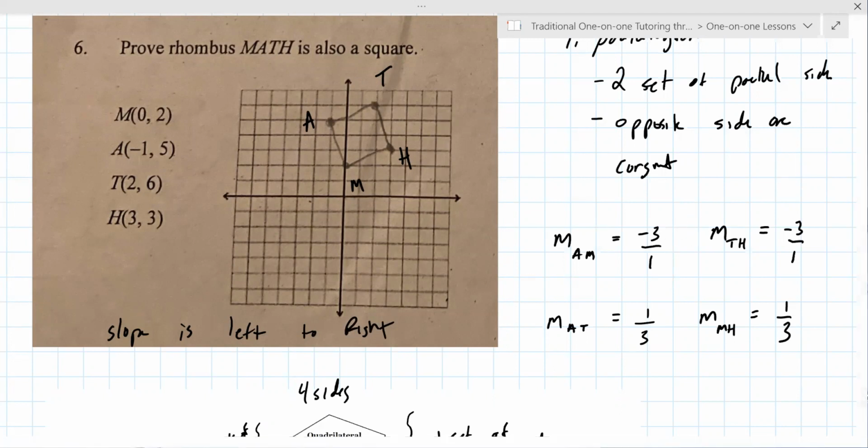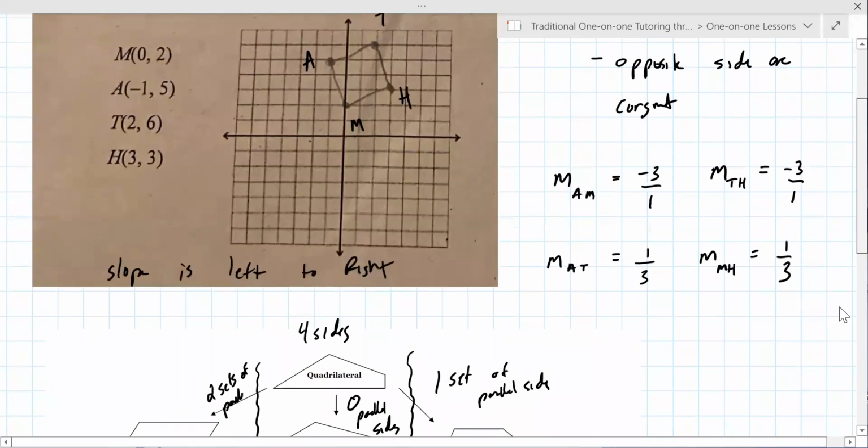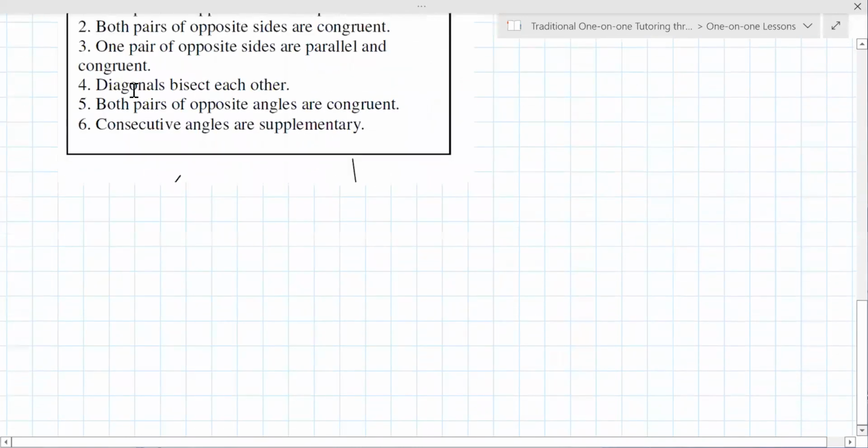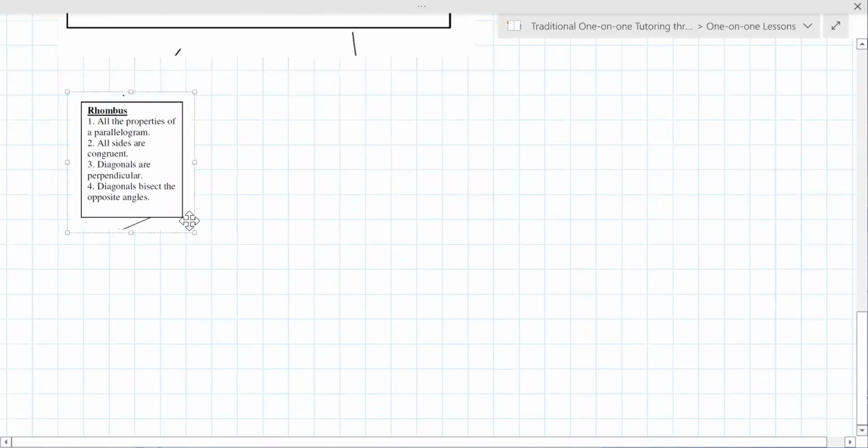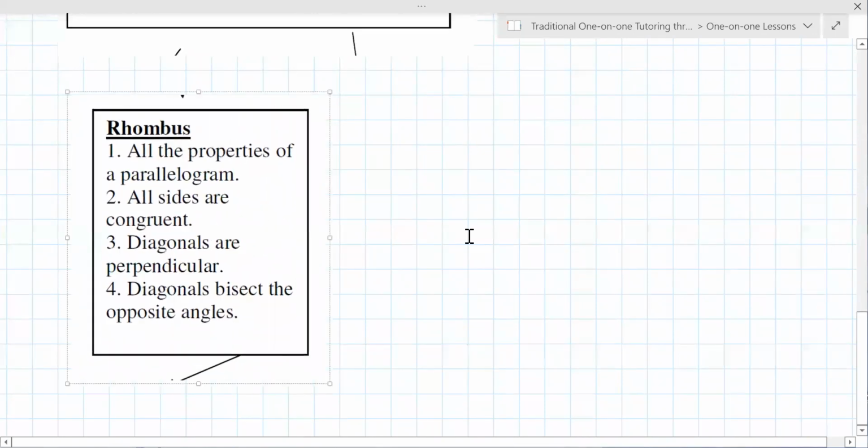Now let's go look at what a rhombus has. So let me go snip this in. So all properties of the parallelogram. We've already proven that it's a parallelogram. But have we shown that all sides are congruent?